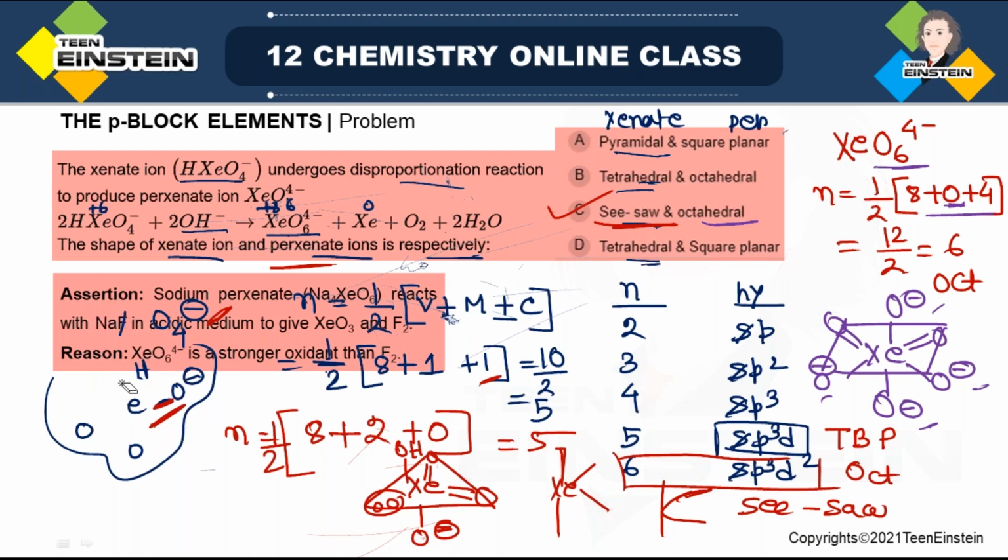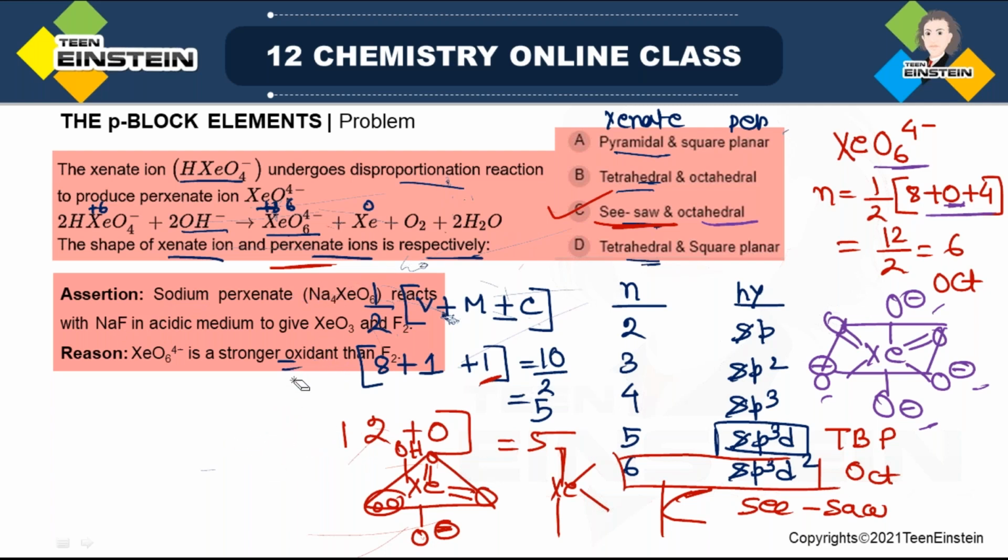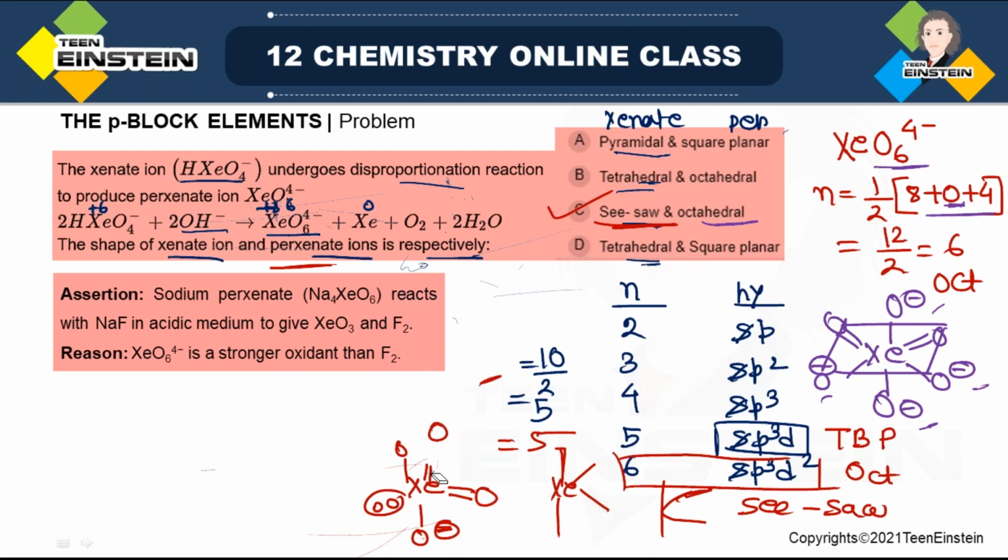The next question is an assertion reason type of question. In assertion reason type of question, normally there are 4 statements, but I have not written that because it is known to everyone. The assertion is saying that sodium perxenate, this is the formula, reacts with sodium fluoride in acidic medium and it gives XeO3 and fluoride. These are the reaction products.